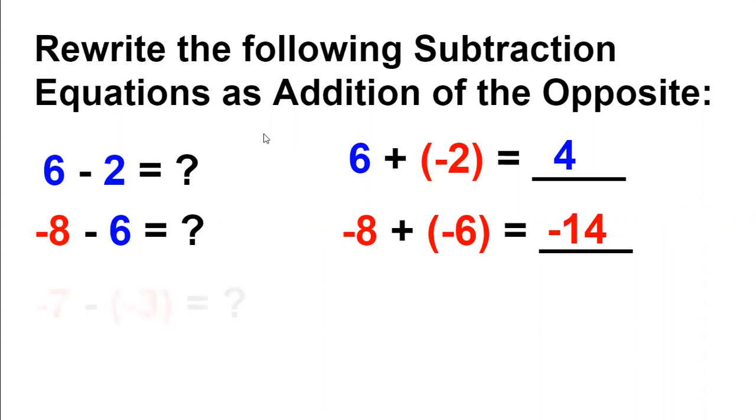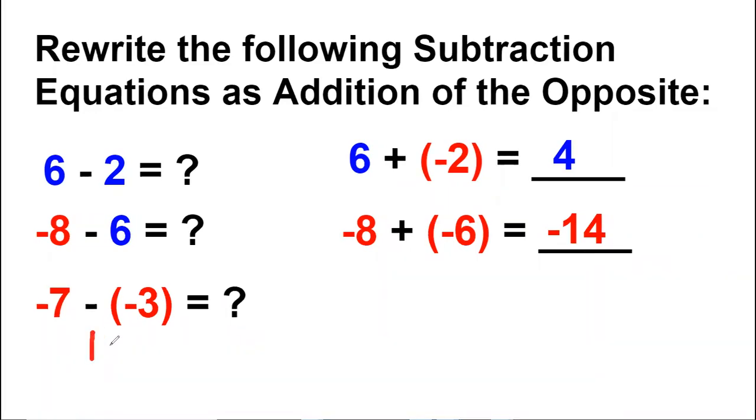Let's try another one. Okay, pause the video on this one and see if you can rewrite negative 7 minus negative 3 as an addition equation using the opposite. Pause the video, give it a try, and then come back on. Okay, we're back. Did you change the minus sign to an adding sign? Keep the negative 7 the way it was. And then change the number that we put in parentheses. This happens to already have the parentheses.